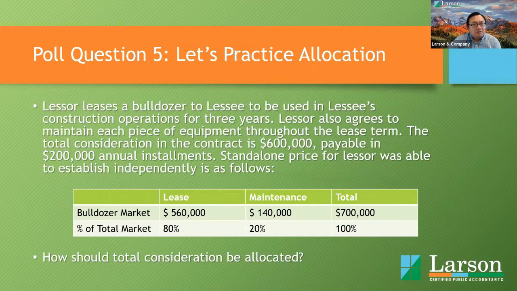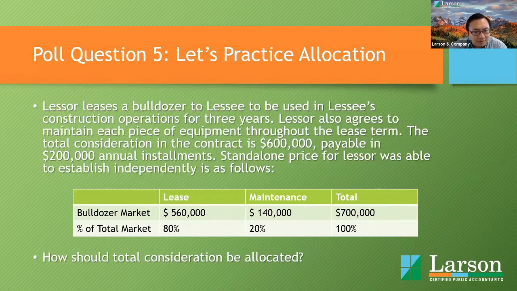So here's another poll question. We're going to practice, and I won't stop this one at this time. We'll just work through it together. The lessor leases a bulldozer to a lessee to be used in the lessee's construction operations for 3 years. So, a similar fact pattern to what we have been talking about before. Total consideration is $600,000, and we already identified that it's fixed. So we know that there's a lease component, we know there's a non-lease component, and we know the total is $600,000. So how should we allocate this?